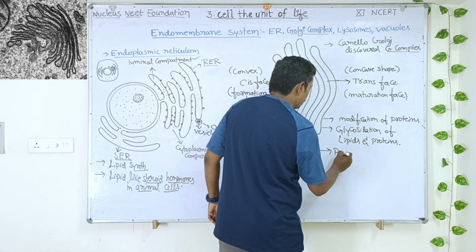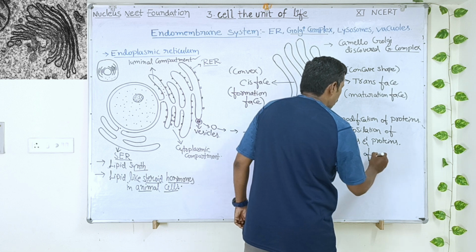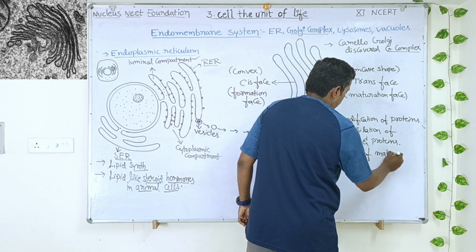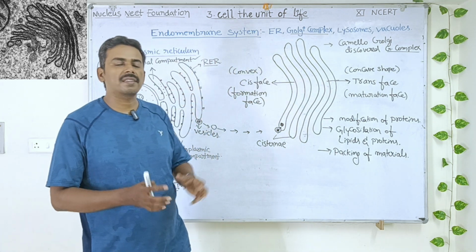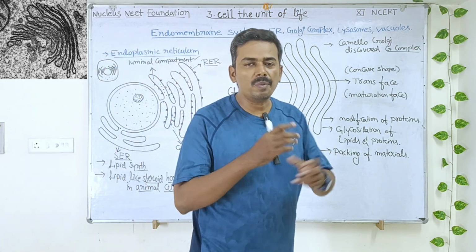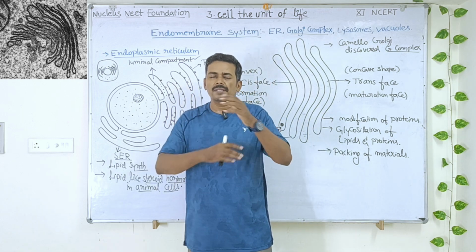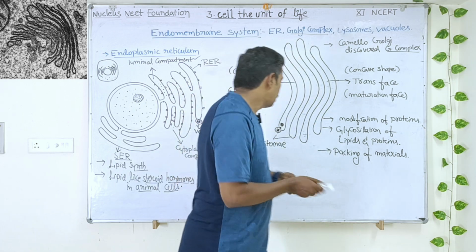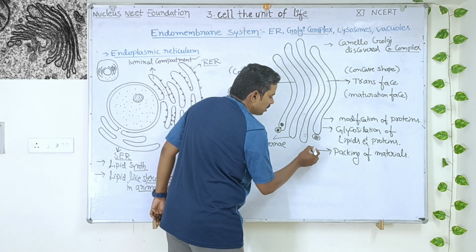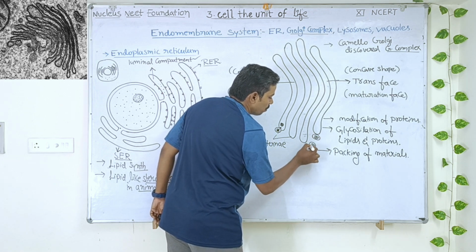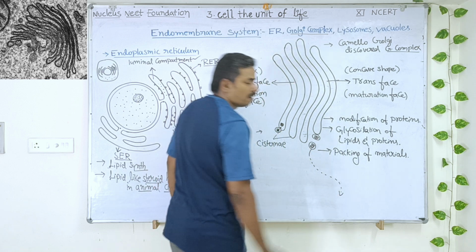Packing of materials. Golgi complex also packs the different materials which need to be transported to different destinations inside the cell. Once the material is thoroughly packed, then what happens? The packed material will be delivered to outside in the form of a vesicle. The vesicle detaches and it will transport that material to different places inside the cell.